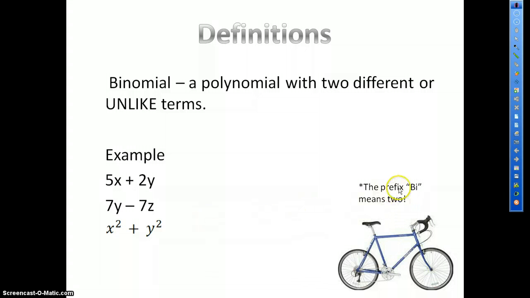All right, and then over here it says the prefix bi means two. Like the word bicycle, you have two wheels. In a binomial, you have two terms.